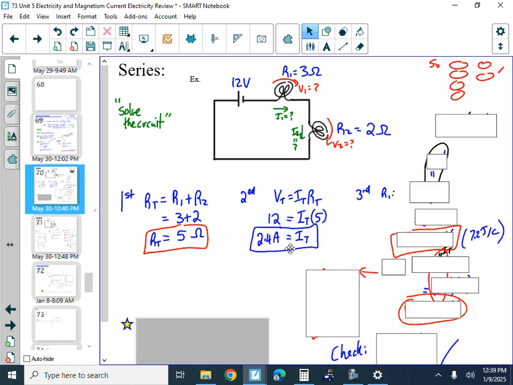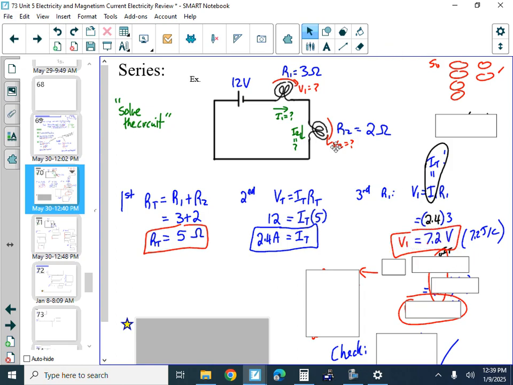And so then we know the current through a 3 ohm is 2.4. Ohm's law tells us that we have this 2.4 amps through 3 ohms. And so V equals IR tells us the voltage drop is going to be 7.2.